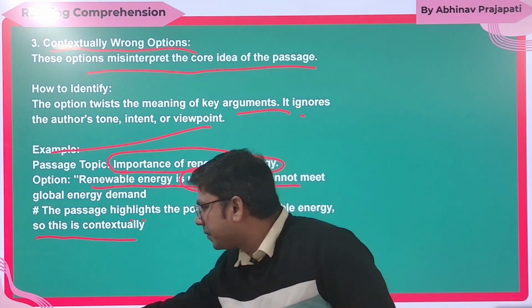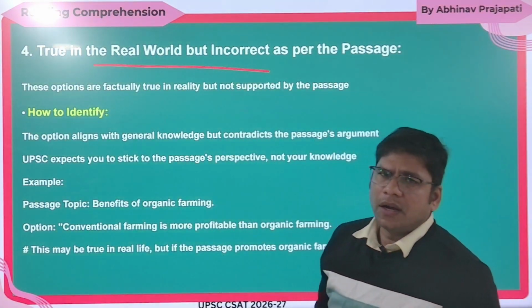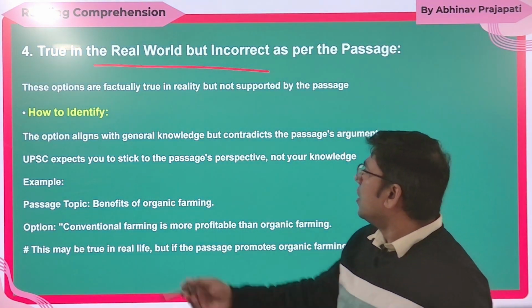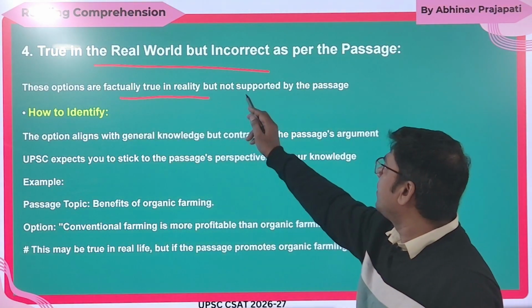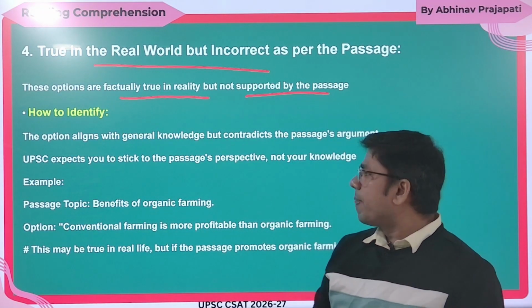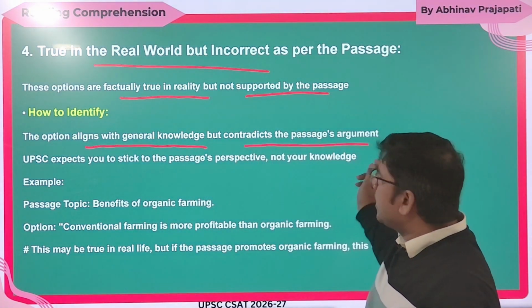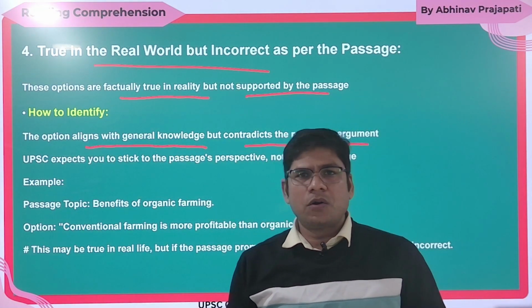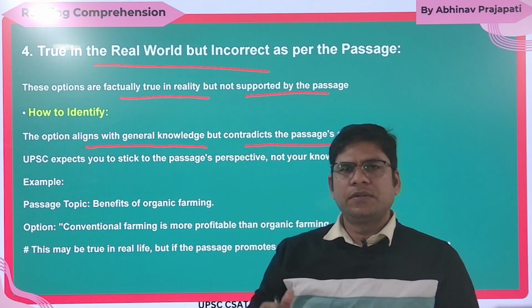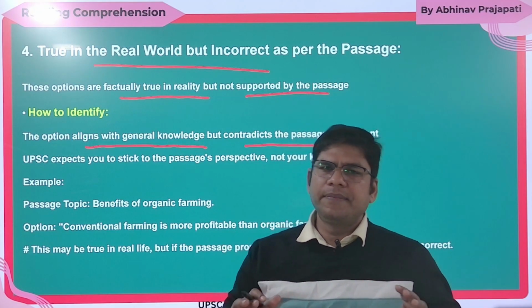Now, consider options that are true in the real world but incorrect according to the passage, according to the argument in the passage, according to the author. These options are factually true in the real world but not supported by the passage, not aligned with the passage. How do you identify an option aligned with general knowledge but contradicting the passage's main, core argument? Based on general knowledge it may be correct, but based on the passage it is not supported, it does not align with the core argument in the passage.